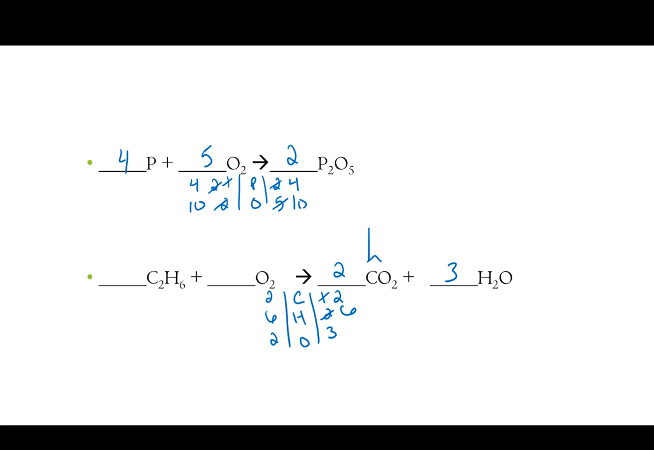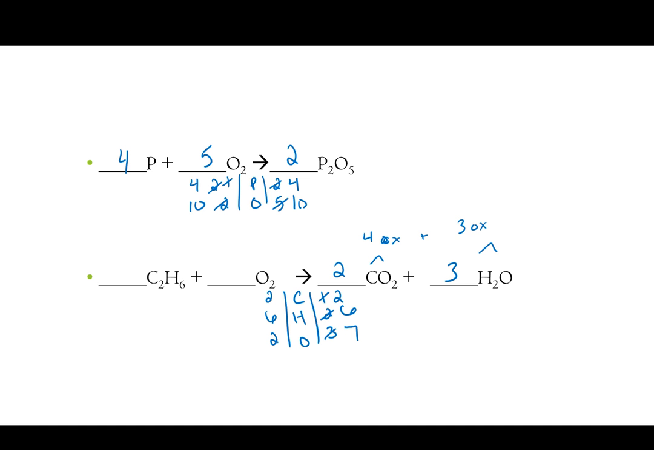Then I will have 4 oxygen from the carbon dioxide, and I'm going to have 3 oxygen from the water. So that's going to give me a total of 7. So I'm kind of in the same situation I was just in before, in that I have an odd number of oxygens on one side and an even number on the other. So in this case, we need to make the oxygens even.